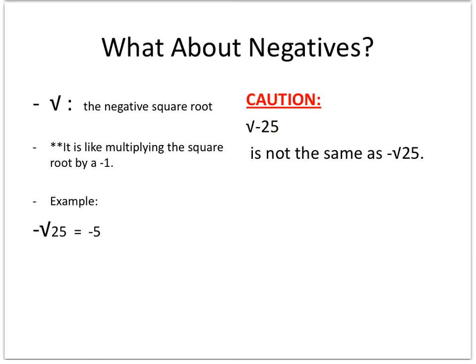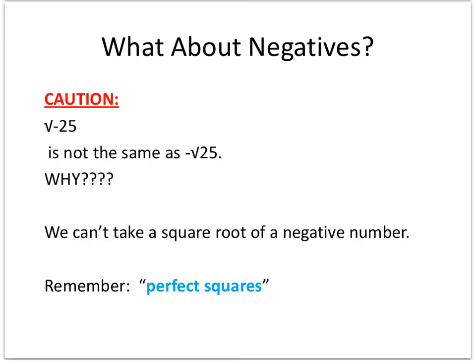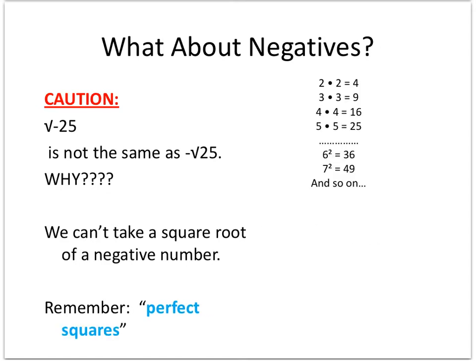Another case of the negative is when the negative's underneath the radical sign. And that is not the same as having the negative on the outside of the radical sign. The reason it is not the same is because we cannot take the square root of a negative number. Remember when we talked about perfect squares? We were multiplying the same number times itself in order to result in this perfect number right here.